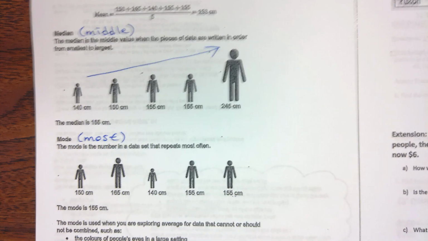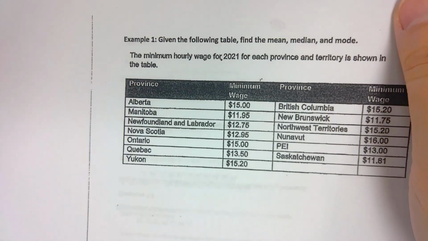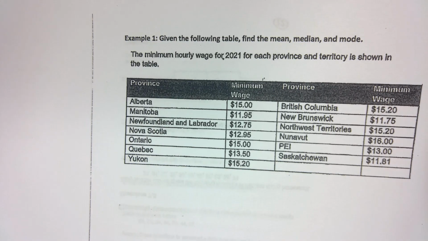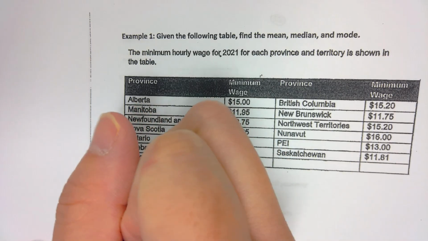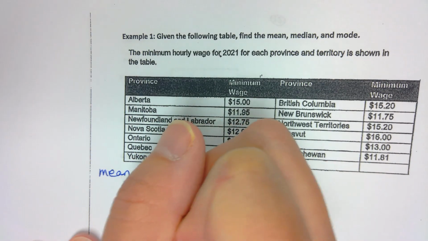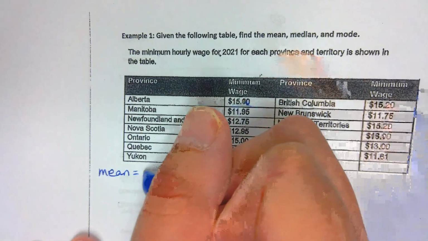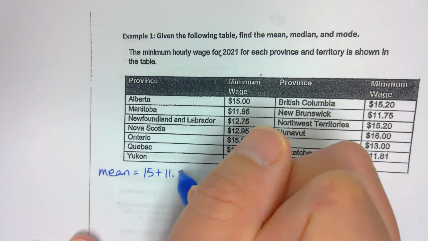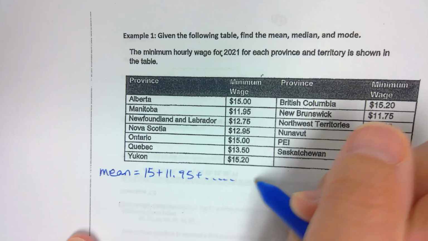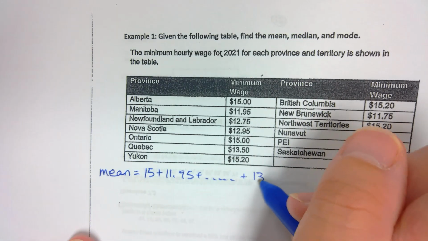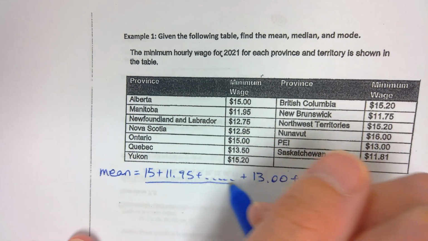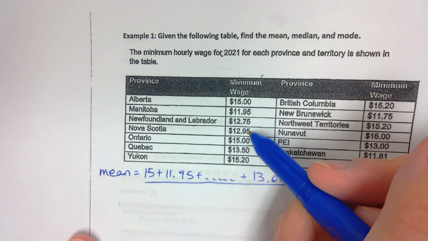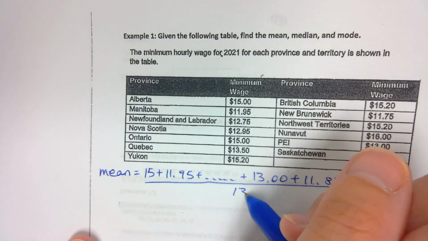Okay, so let's do a quick little example first. Let's say these are the minimum wages for the provinces and territories in Canada. So let's find the mean first. For the mean, I'm just gonna add up all of these, 15 plus 11.95 plus, all the way to the 13 and 11.81, and I'm gonna divide it by 13.